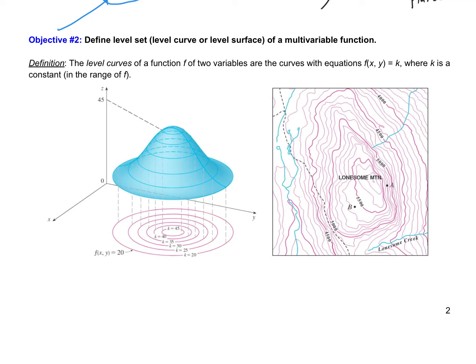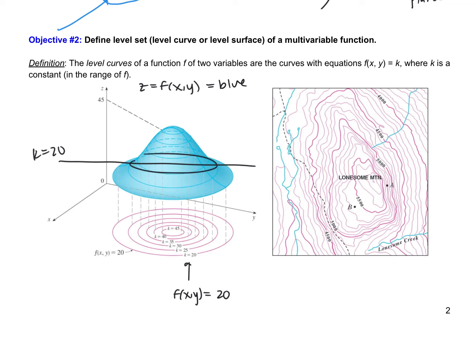What's going to happen is you're going to have some z equals f of x, y, and that's what you see in blue. Then to get all of these level curves that you see, you take that f of x, y and set it equal to some number. That gives you what is called a level curve. Let's pick f of x, y equals 20. What we're doing is cutting a plane through at k equals 20, and taking that resulting circle and reflecting it down onto the xy plane. That gives us what's called a level curve.